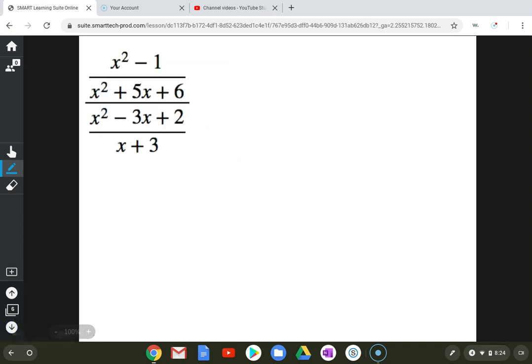Whoa, this looks scary. It's not. It's just another division problem. So, I think I'm going to factor everything first just for fun. So this guy, x plus 1, x minus 1. This guy, x plus 2, x plus 3. This one, x minus 2, x minus 1. And the last one is just x plus 3.